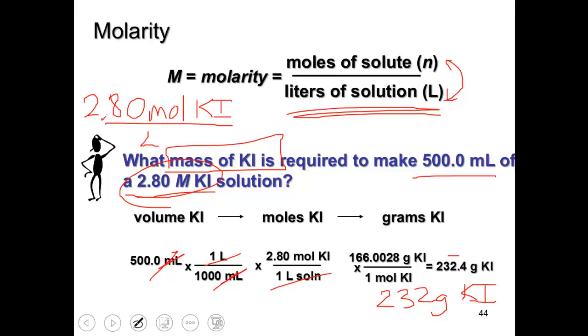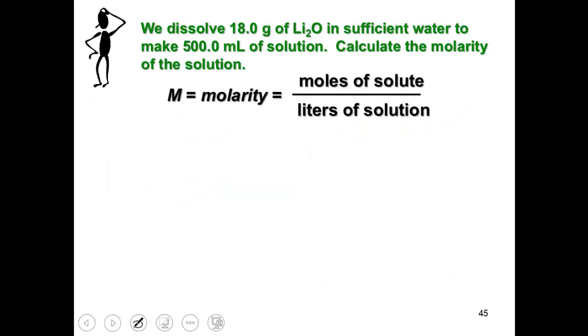So let's look at another problem here. It says we dissolve 18 grams of lithium oxide in a sufficient amount of water so that when it all dissolves, we get 500 mL of solution. Calculate the molarity. The same type of problem that we had before. We take our 18 grams of lithium oxide, and we can put the 500 mL on the bottom. Whoops, we forgot to put the 0.0 there for sig figs.